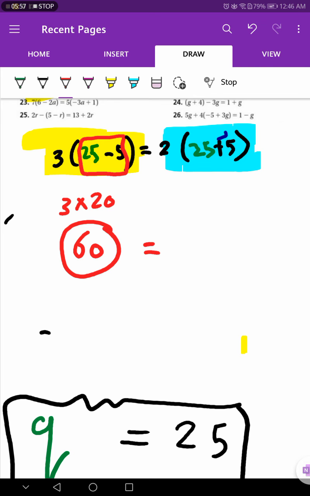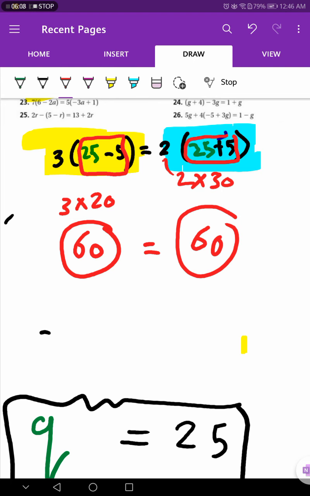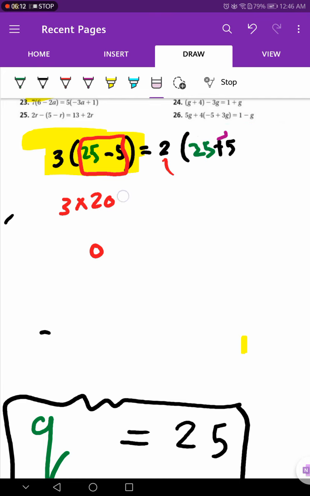Now the other side. Now 25 plus 5 equal 30. Multiply by 2, which equal 60 also. So the left side equal the right side. This is the meaning of the solution of the equation. Okay, my dear student, bravo.